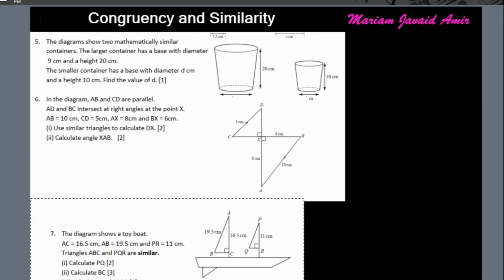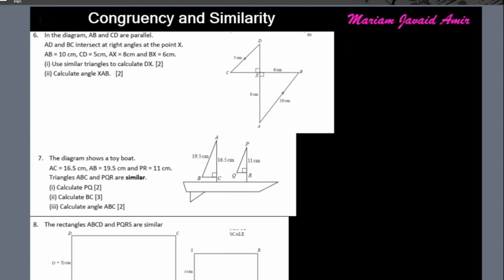Next up is question number 5, which is, I think we just did question number 5. Okay, next up is question 6. So question 6 is, in the diagram AB and CD are parallel, AD and BC intersect at right angle at point X.